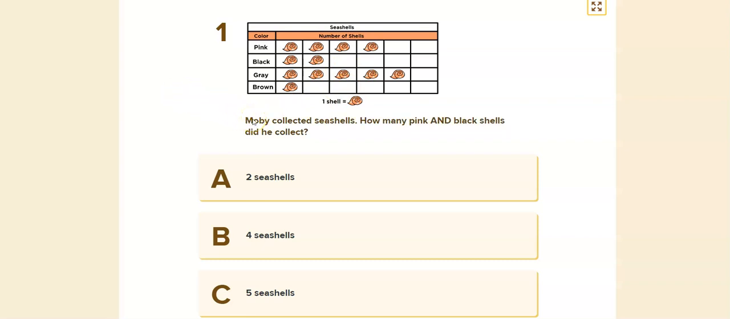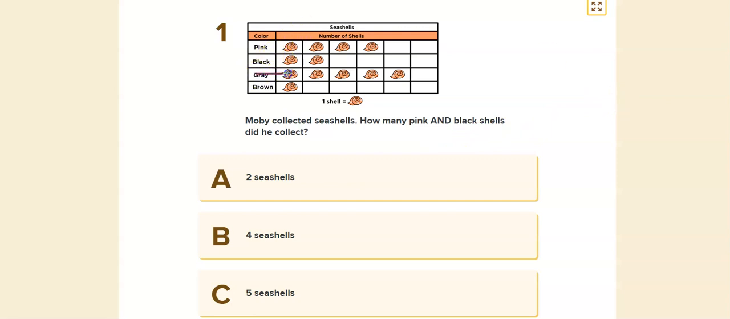Moby collected seashells. How many pink and black shells did he collect? So we've got a bunch of shells that Moby collected. And so we can see that for pink, he collected 1, 2, 3, 4 seashells. But they're asking us how many pink and black shells. So when we have that word and, we know that and means that they're probably going to want us to combine them. So pink and black shells means pink plus black shells.